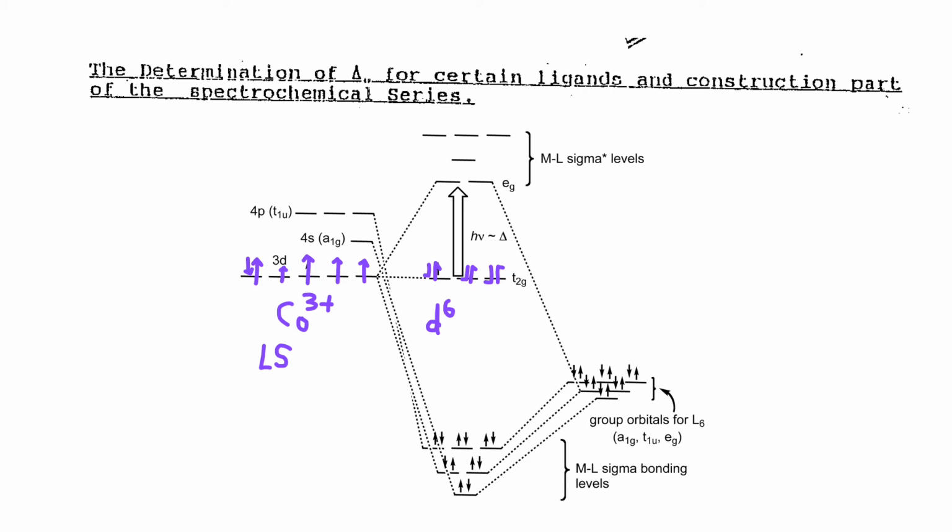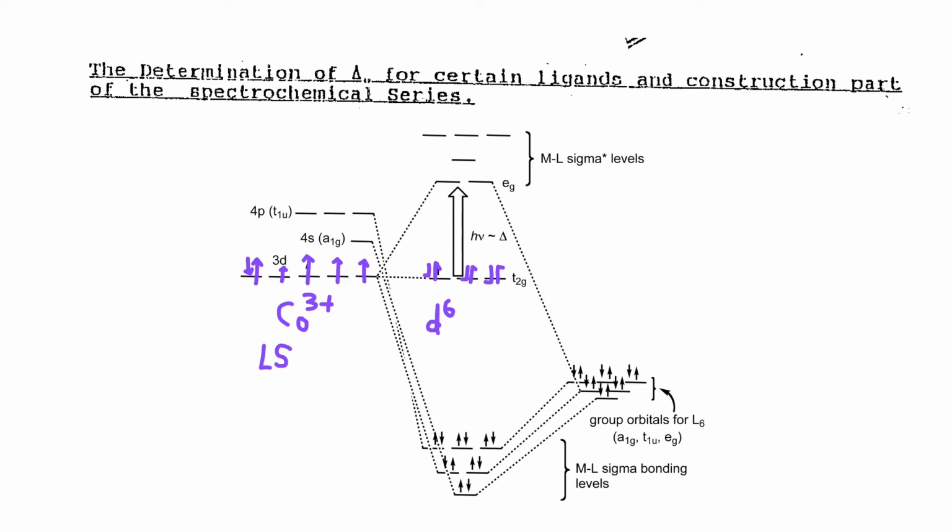This experiment is about determination of delta octahedral for several complexes by changing the ligands and building a spectrochemical series. The first is a reminder of the cobalt complex, which forms a low spin d6, the cobalt 3 plus, and this is the ligand field. 6 ligands with 12 electrons interact with d, s, and p of the cobalt.